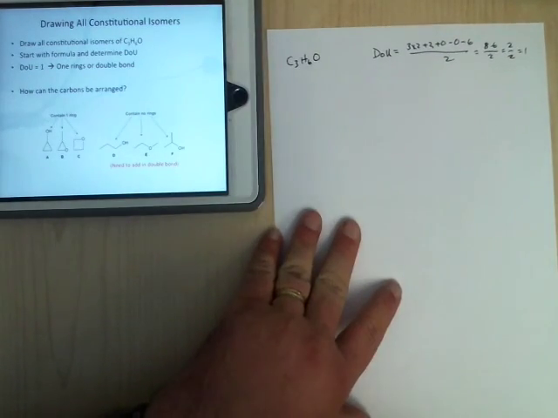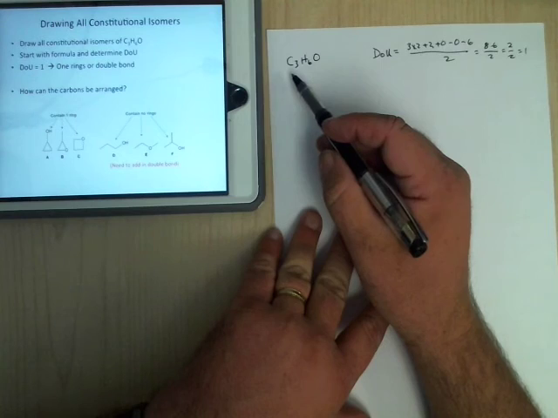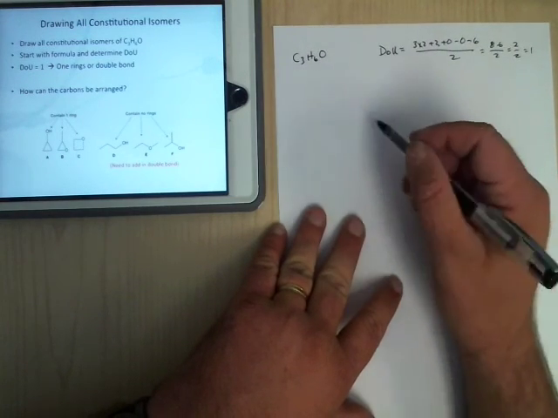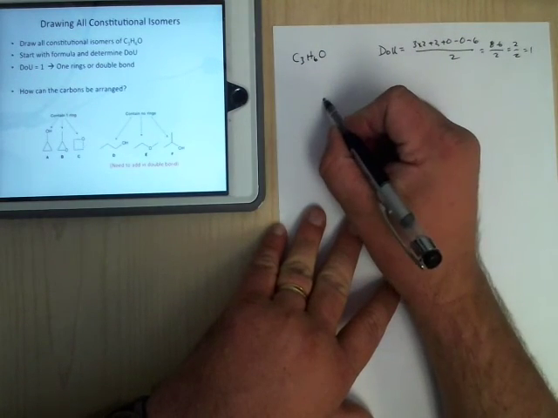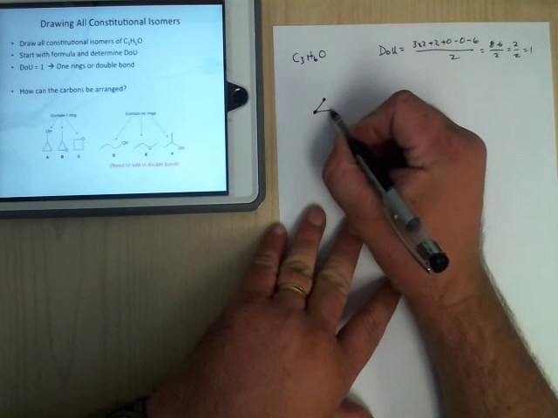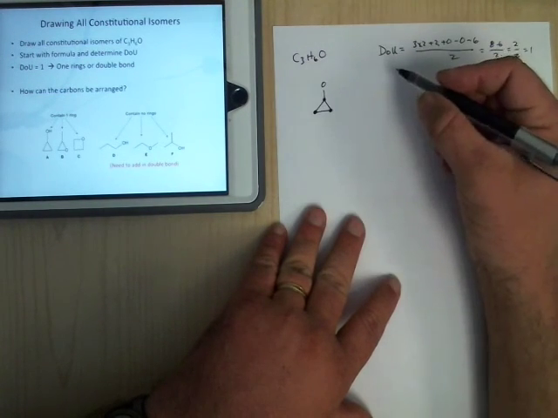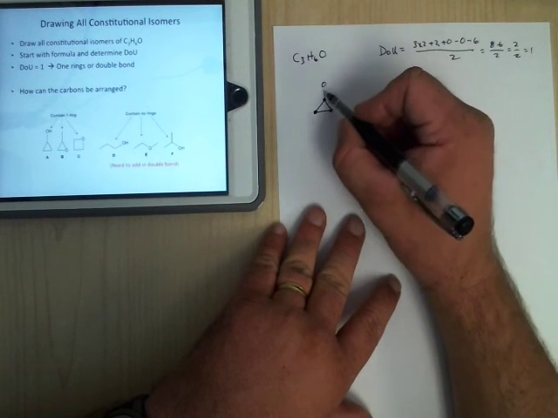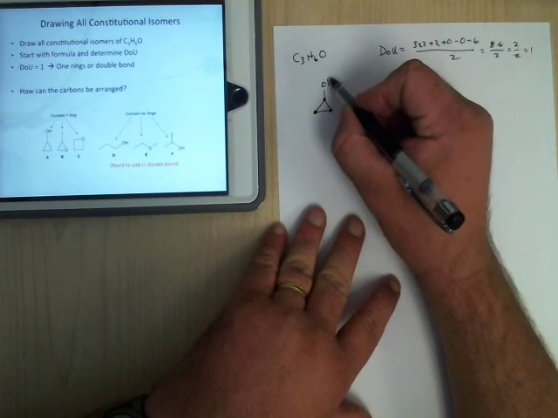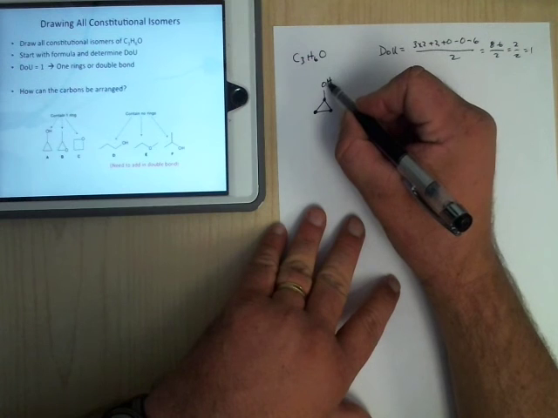So the easiest thing to do is to start with the ring. We can do a ring like this, and we can put the oxygen out. If you count this up, we're actually missing a hydrogen, so the hydrogen would go here on the oxygen.